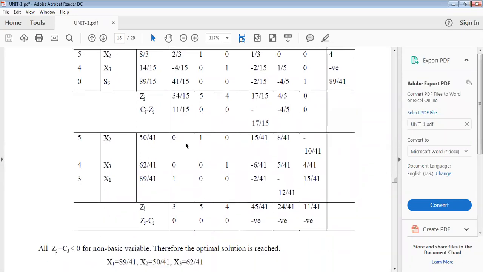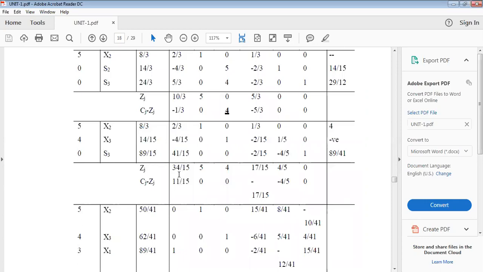And again, you have to go for one more iteration. So one more iteration means you mark a vertical arrow here. This is the entering column. So all the values are to be divided by the entering column elements. 8 by 3 divided by 2 by 3. 14 by 15 divided by minus 4 by 15. It's a negative value, so we cannot consider it. Negative values cannot be considered in the ratios.